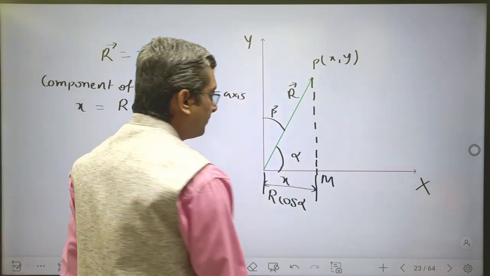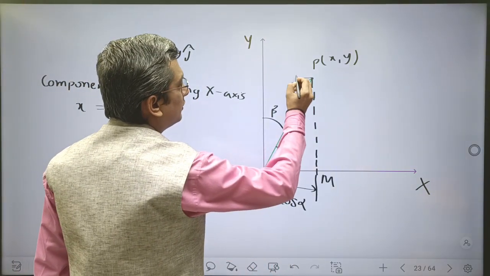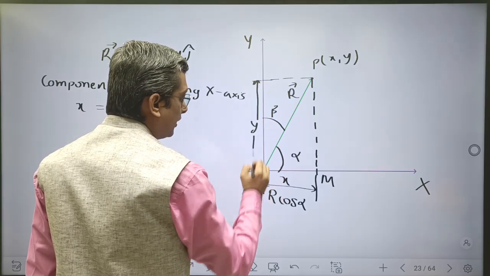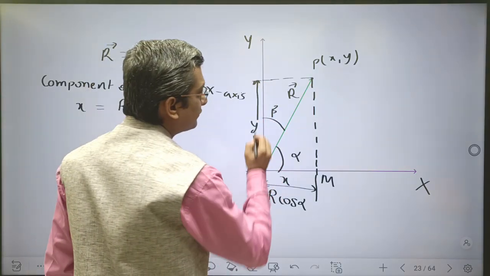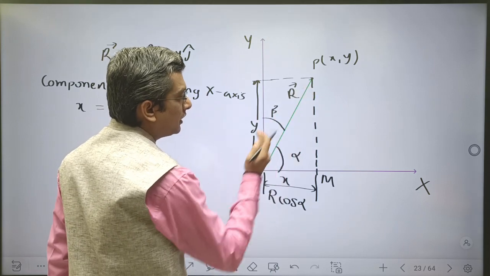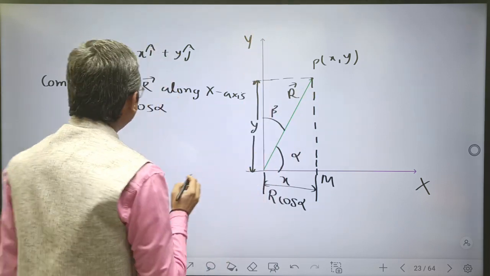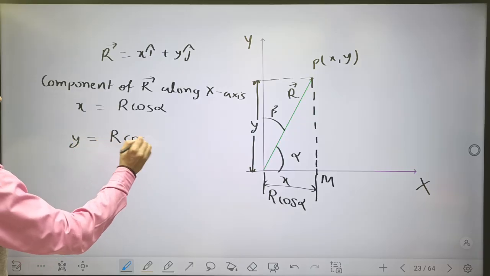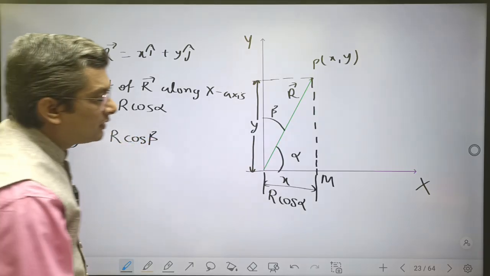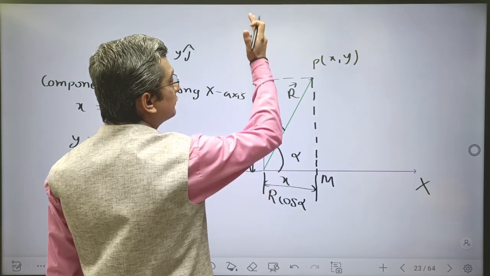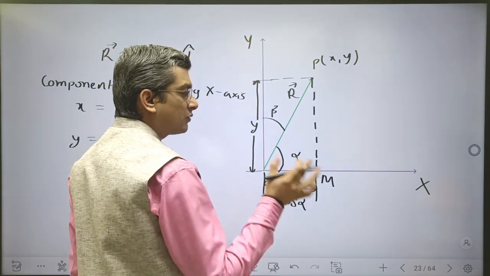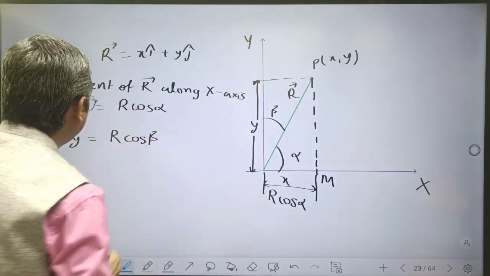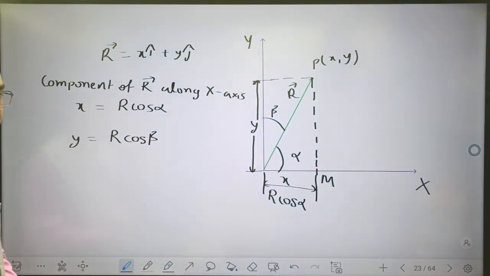Similarly, this side is actually equal to y. And if you talk about y, this y is nothing but the component of this vector r along the y axis. So this y can also be given by r cos beta. Why? The component of this vector r along this line, that is the y axis, is given by r cos beta, and beta is the angle between the vector r and this line. It's very simple. y is equal to r cos beta.